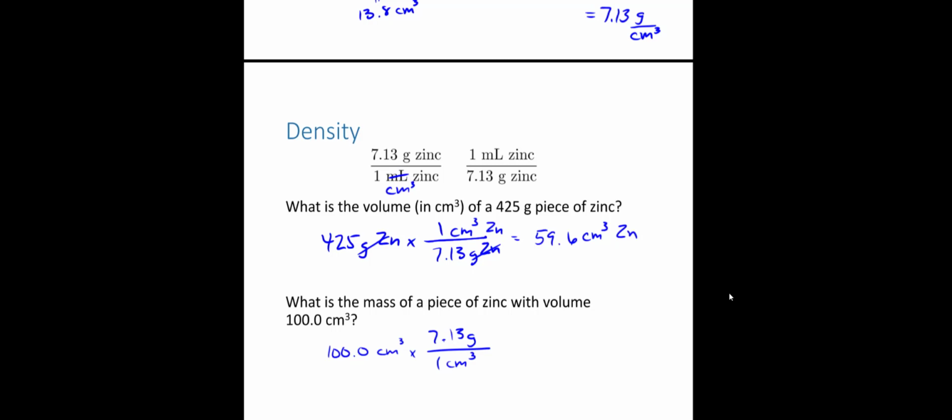And we're only talking about zinc here. So that's an easy enough one to do in our heads. I gave you 4 significant digits here, but the density we only know to 3. So we have to round to 3 significant digits. So this would be 713 grams.